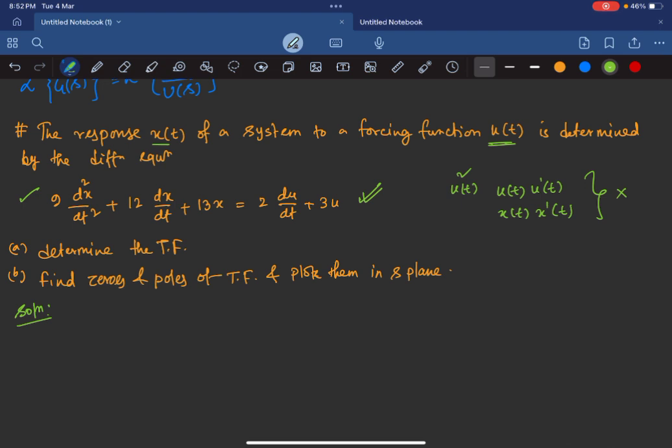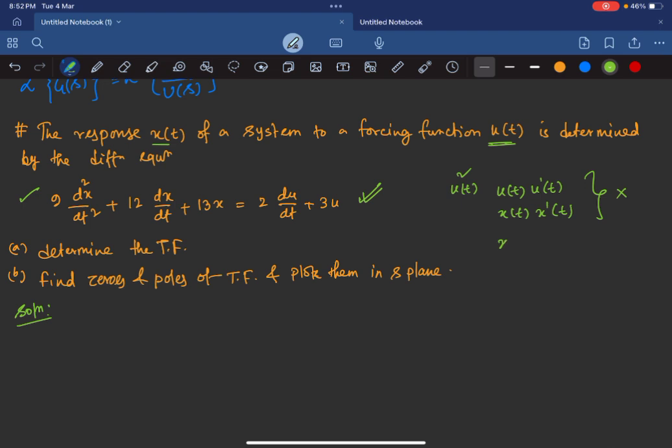Obviously the linearity condition is satisfied, all the coefficients, see 9, 12, 13, and here also 2, 3, these are present. These are nothing but the constant coefficients. Another thing you can observe here is because of the linearity.